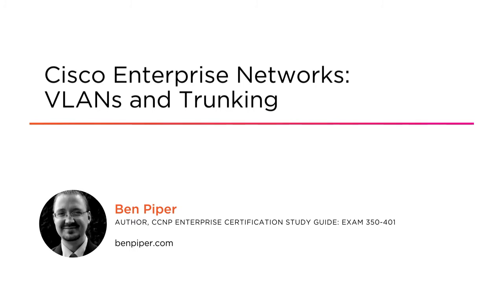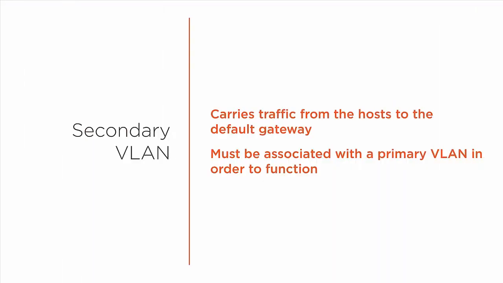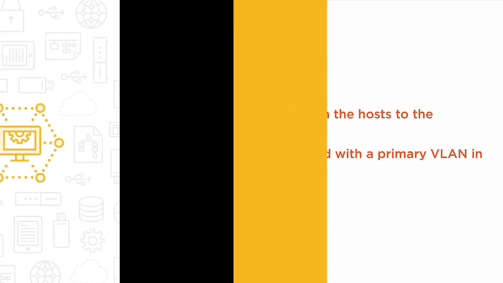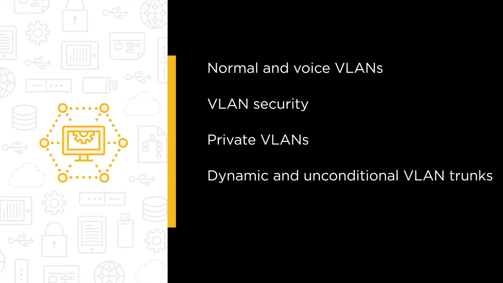I'm the author of the CCNP Enterprise Certification Study Guide, Exam 350-401. In this course, you'll learn the fundamental concepts and skills you'll need to configure and troubleshoot VLANs and VLAN trunks. In this course, you'll get hands-on experience learning about normal and voice VLANs, VLAN security, private VLANs, dynamic and unconditional VLAN trunks, and the VLAN Trunking Protocol, or VTP.